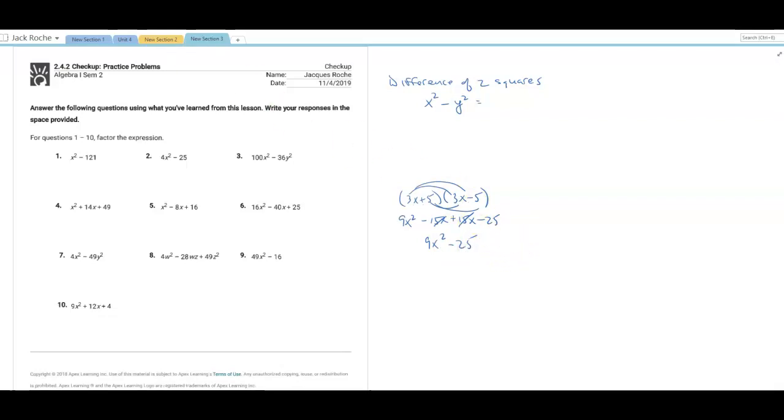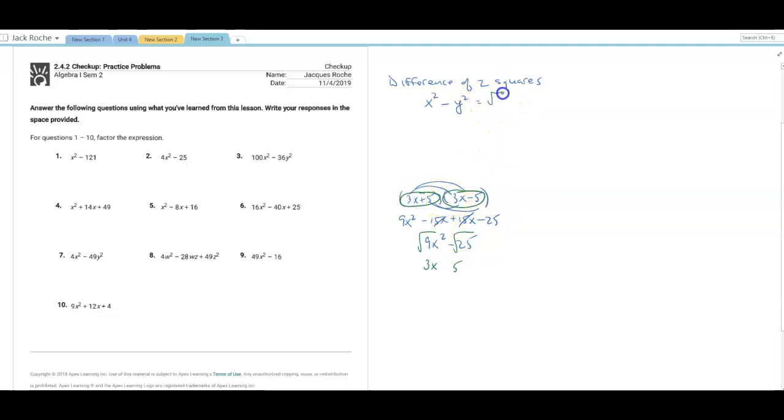Now this is what we call a difference of two squares because I have two terms linked by subtraction, and each of these terms are perfect squares, right? Meaning I can take the square root of these evenly. The square root of 9x squared: the square root of 9 is 3, the square root of x squared is x. The square root of 25 is 5. So to factor this, 9x squared minus 25, we would add the square roots, and we would subtract the square roots.